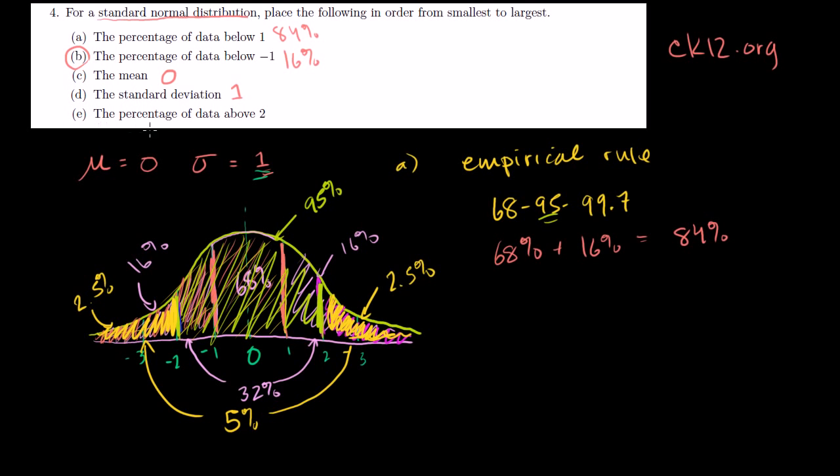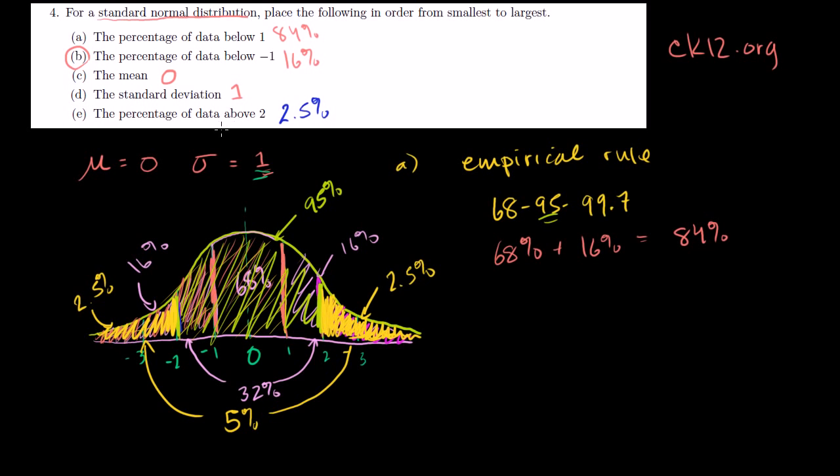So they're asking us the percentage of data above 2. That's this tail, just this tail right here. The percentage of data more than 2 standard deviations above the mean. So that's 2.5%. Now they're asking us to place the following in order from smallest to largest.